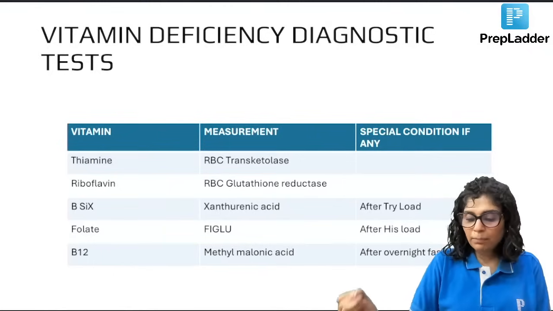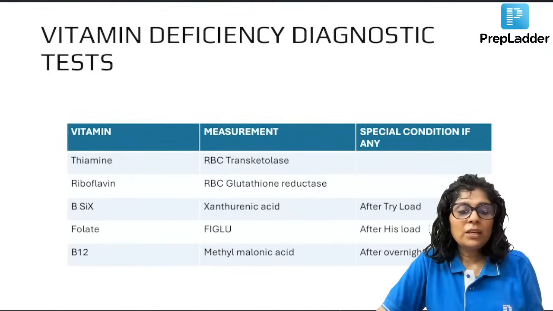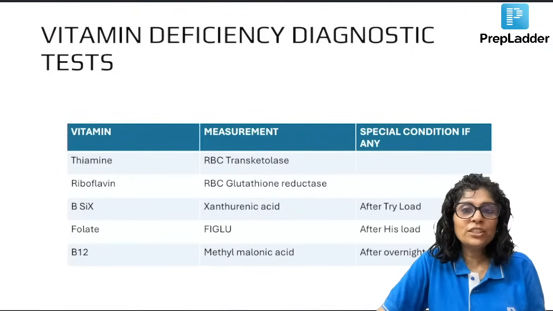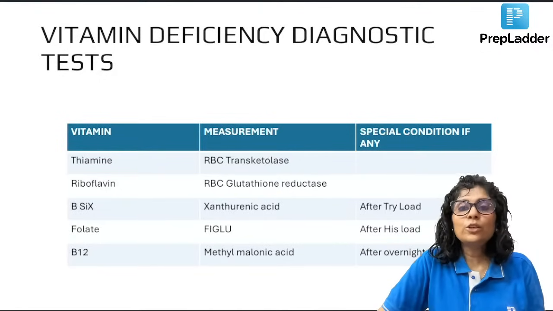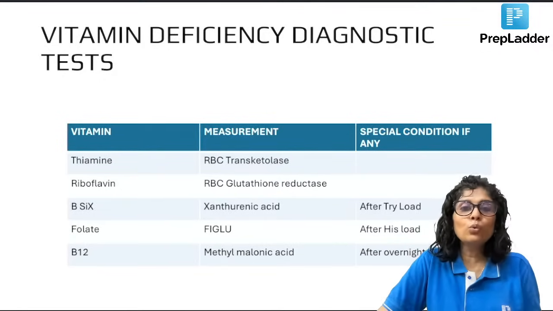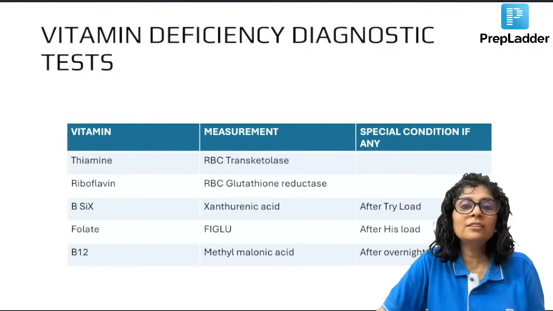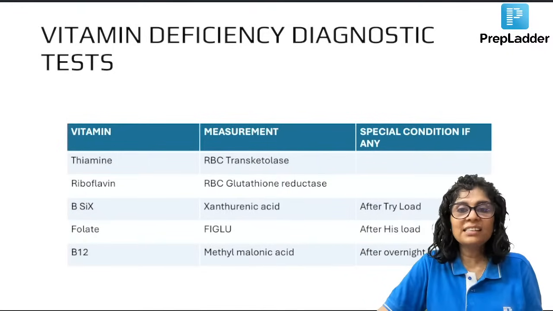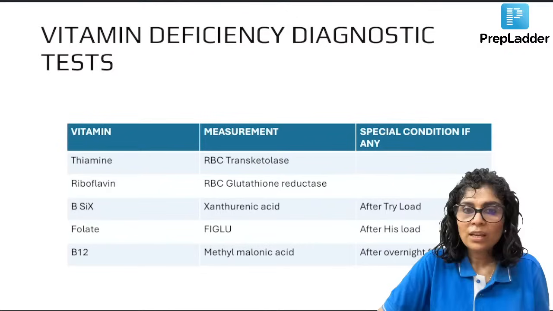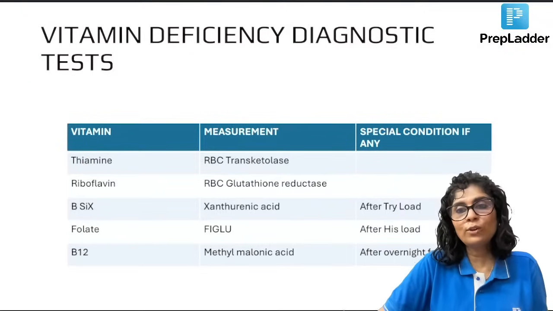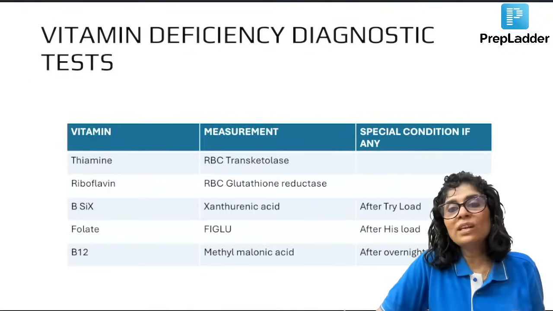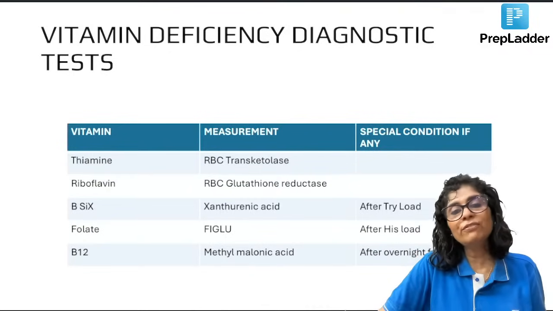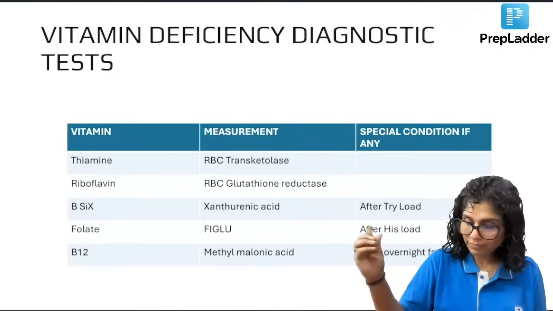So look at this table and repeat it along with me. Tell me, when you suspect thiamine deficiency, what will you measure? RBC transketolase activity. B2, riboflavin, ribbon and glue: RBC glutathione reductase activity. B6, X, xanthurenic acid after tryptophan load. Folate, F for F, FIGLU levels after histidine load. B12, methylmalonic acid levels after overnight fasting. Okay.